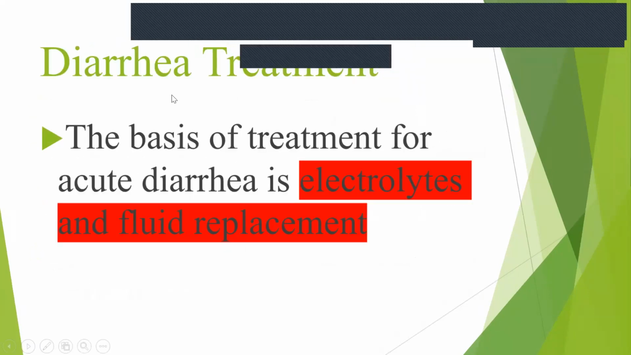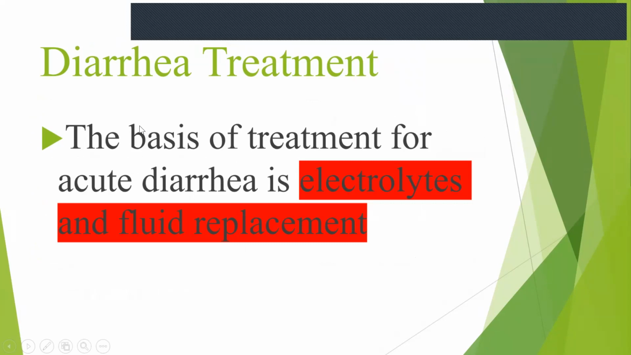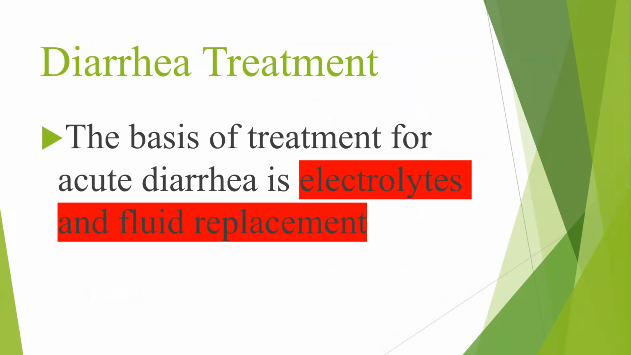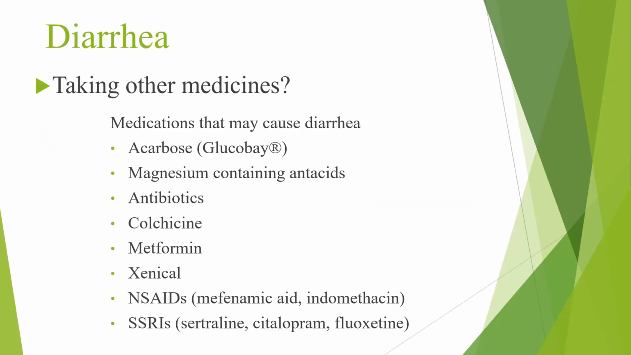Okay, so in diarrhea treatment, the basic treatment for acute 急性的 diarrhea is electrolyte and fluid replacement. So I highlighted in red, it means this is very, very important. So the basic treatment is not to stop the diarrhea or to stop the vomiting. No. The basic treatment is electrolyte and fluid replacement. Okay.